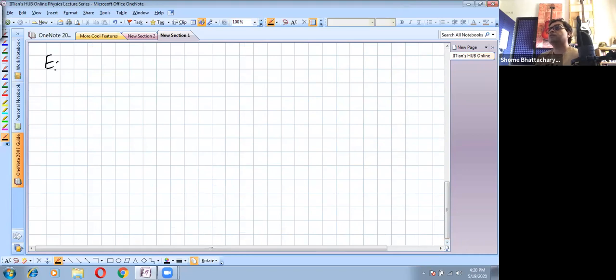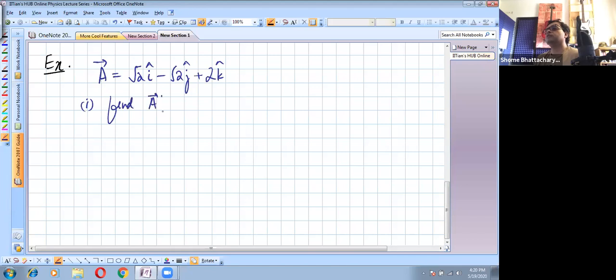So this is where it becomes important to understand the application part. For example, if I have a vector E, which has components root 2 i cap minus root 2 j cap plus 2 k cap. Now I ask you that first of all, find the magnitude of it, which all of you know. That's very simple. Then secondly, find the direction cosines.